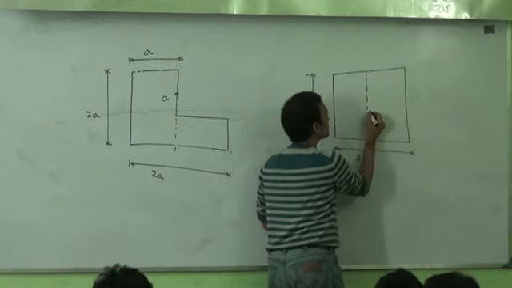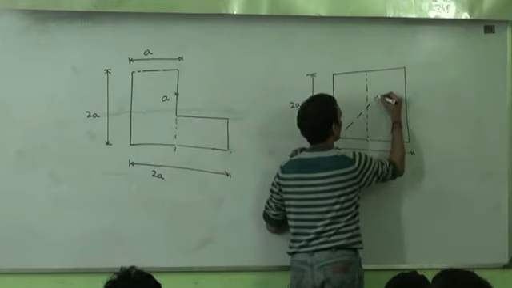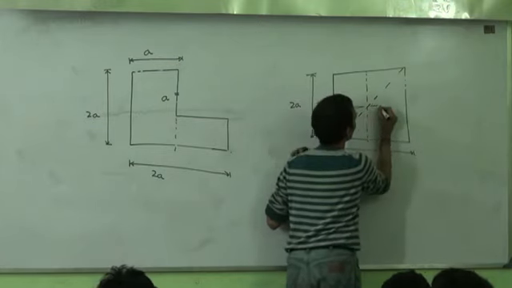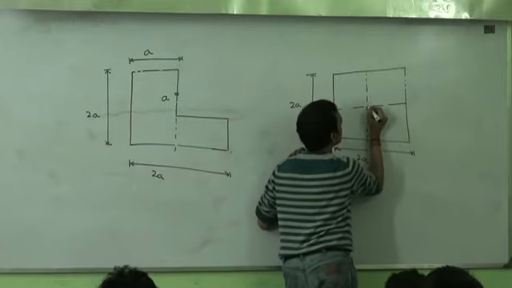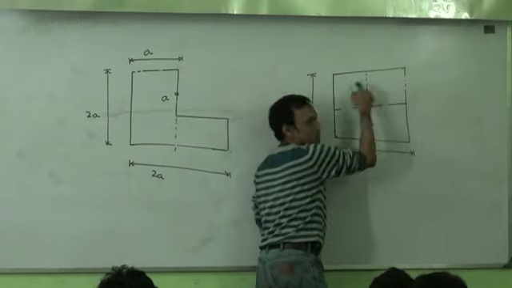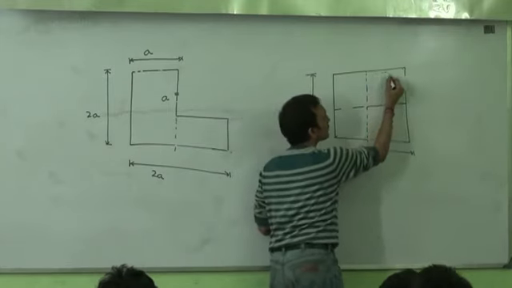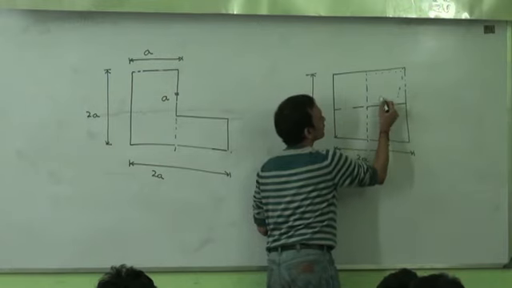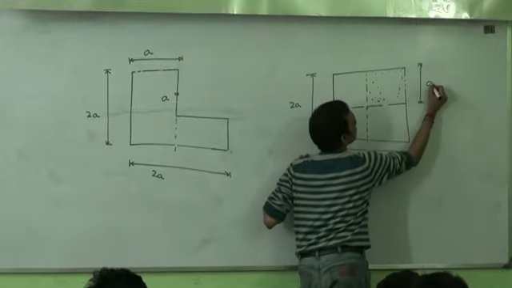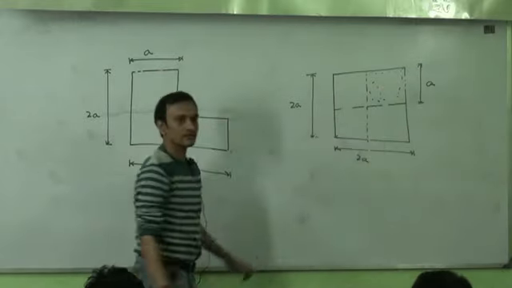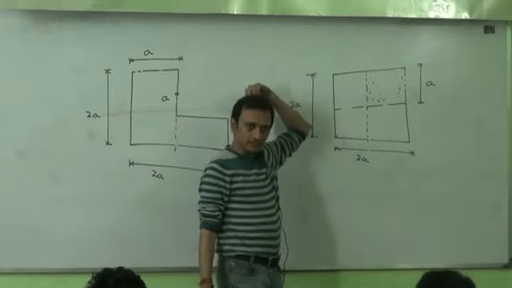And this square could have been broken up into... forget this for a while, I just required it for drawing this. The square could have been broken up into four squares, and I remove this square. I remove this square. Right? Then I'll get this L. If I remove this square, I'll get the L there. Right?